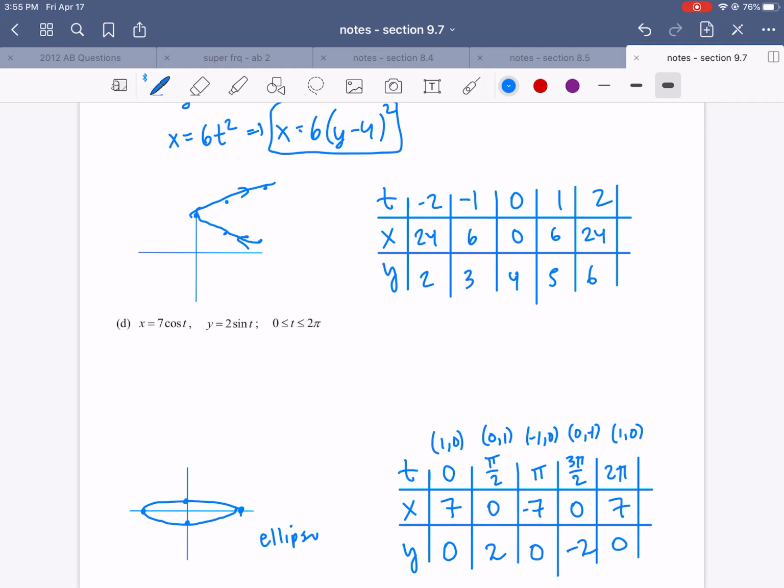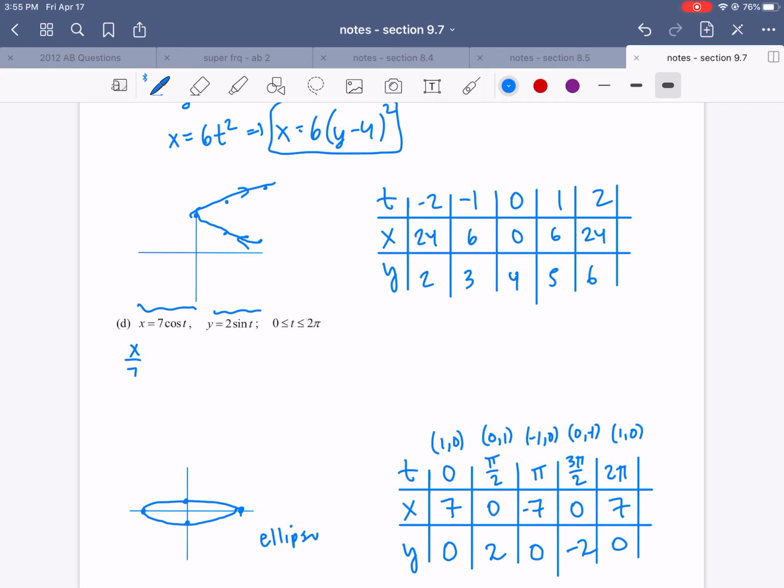So equations like x equals a constant times cosine of t, y equals a constant times sine of t are always going to give you an ellipse for the graph. And here's how we're going to eliminate the parameter. We're going to solve this equation for cosine of t, this one right here, and we're going to solve the y equation for sine of t.